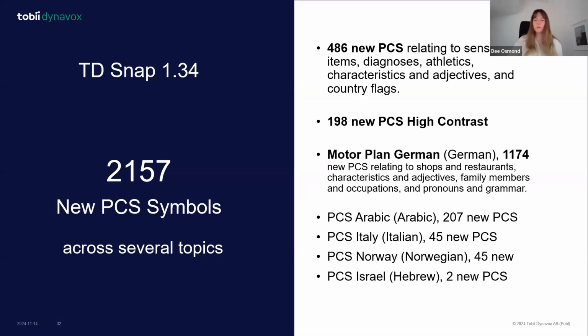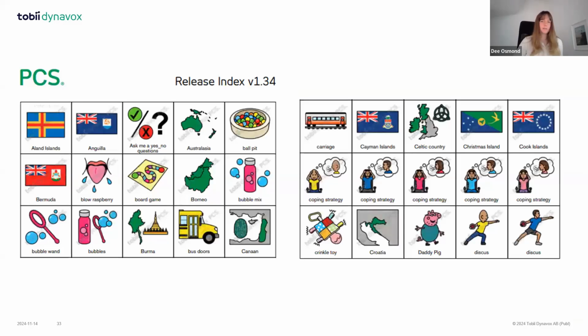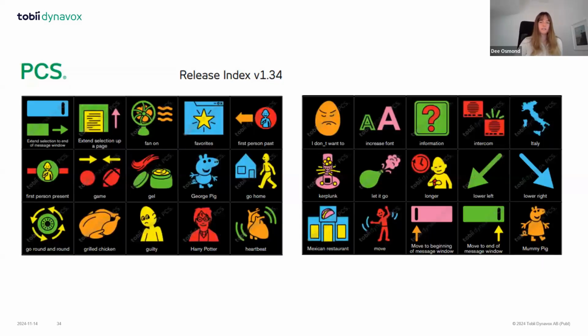And in the most recent release of TD Snap, which happened in October, we have new PCS and 486 related to sensory items, diagnosis, athletics, characteristics, objectives, and country flags. So here's just a couple examples of our latest symbols. And then some of our latest high contrast symbols as well.